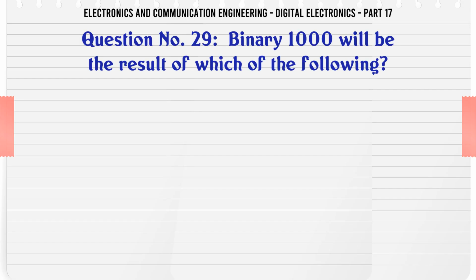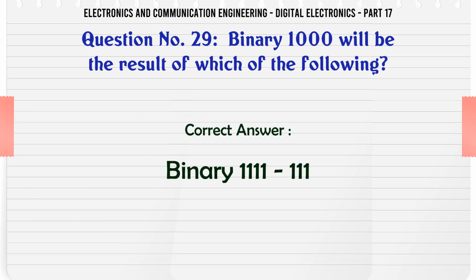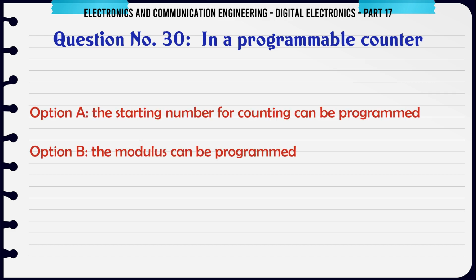Binary 1000 will be the result of which of the following? A. binary 1100, B. binary 1011, C. binary 1111, D. binary 11111. The correct answer is binary 1111.